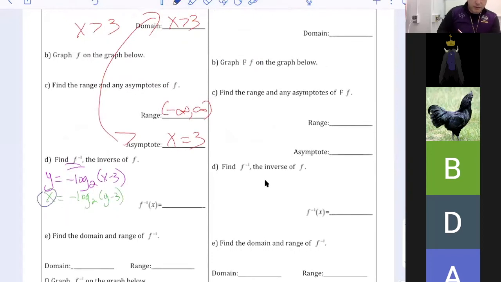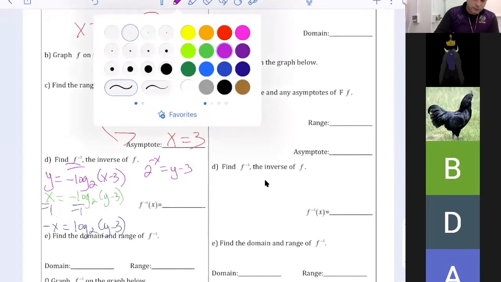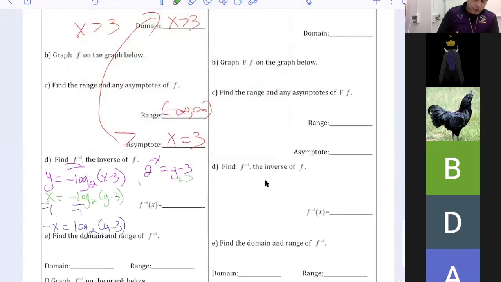Remember, this is my exponent. I had to do something first. Divide by negative 1. You've got to get rid of that negative on the x. The log has to be isolated. So negative x is equal to log base 2 of y minus 3. Now I rewrite it: 2 to the negative x is equal to y minus 3. Add 3 to both sides. y is equal to 2 to the negative x plus 3. That's the inverse.